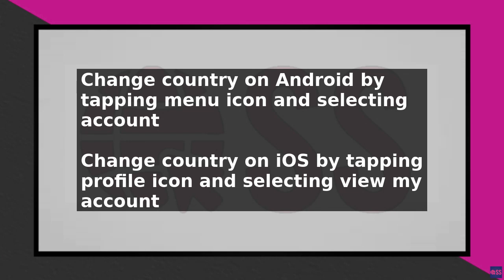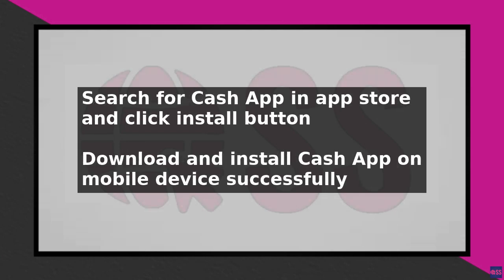For iOS devices, go to the App Store, then tap on the profile icon, and select View My Account. Tap on Country or Region, then change country or region, and select the United States or the United Kingdom.